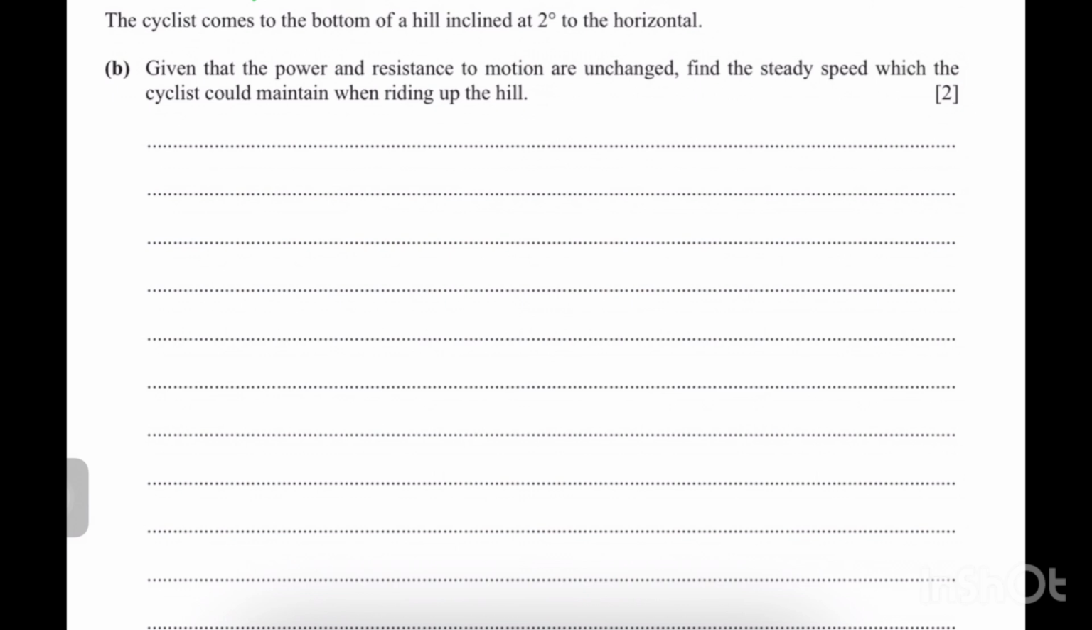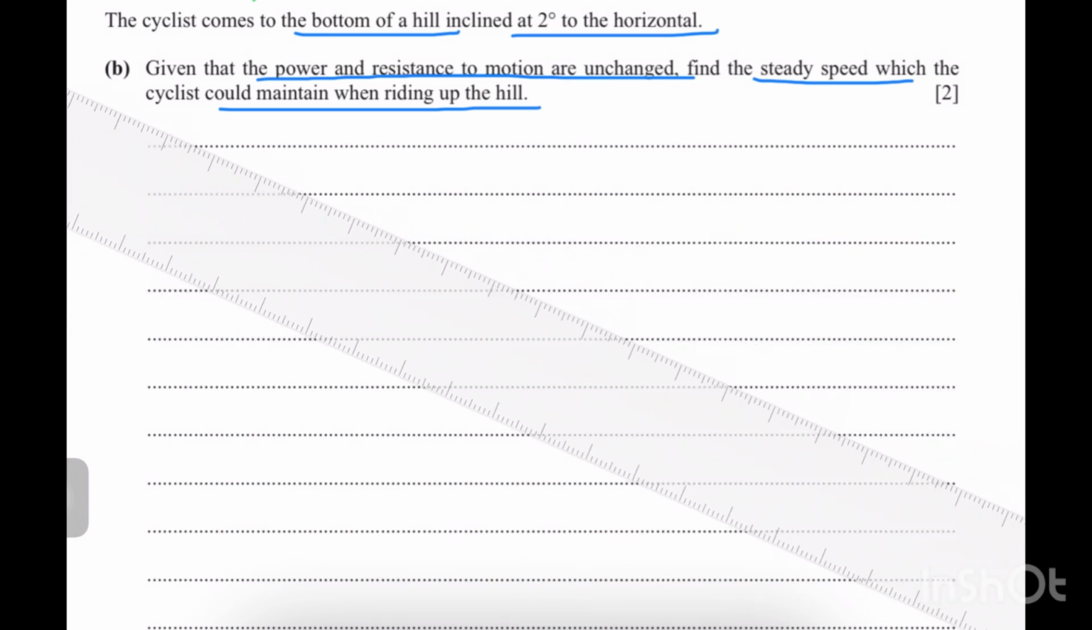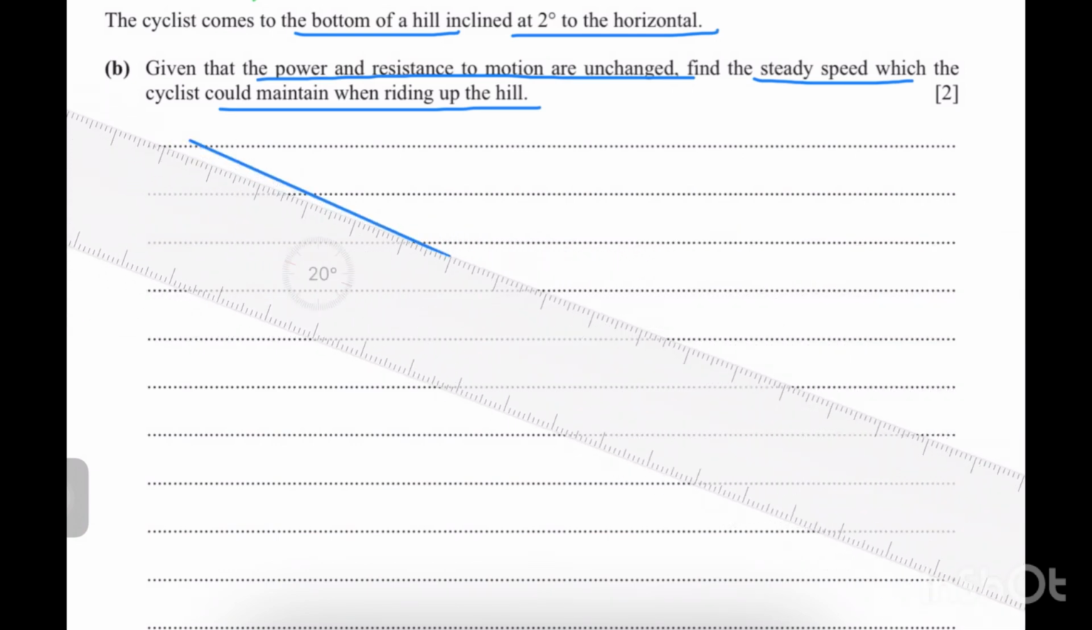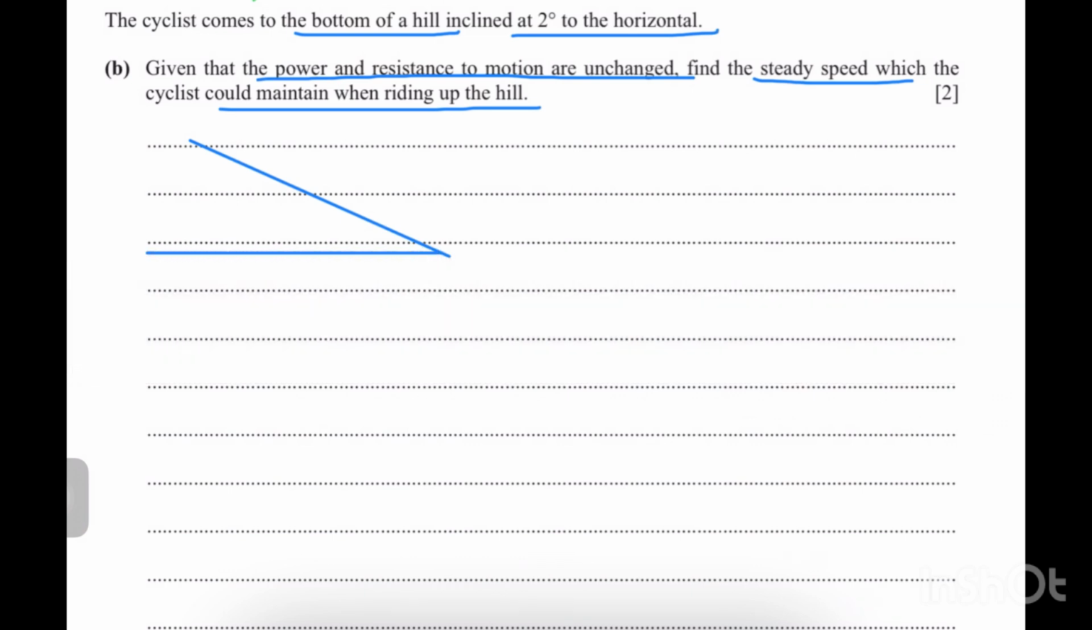Let's read the question. The cyclist comes to the bottom of a hill inclined at 2 degrees to the horizontal. Part B says that given that the power and resistance to motion are unchanged, find the steady speed with which the cyclist could maintain while riding up the hill. So first we're going to draw the diagram. I'm going to first make the hill. This is not to scale.